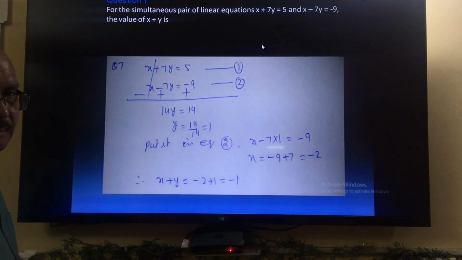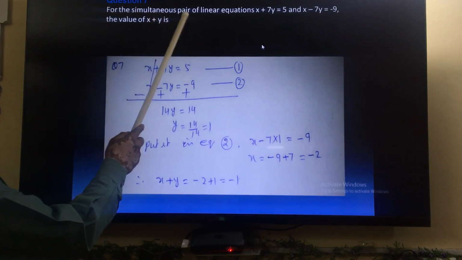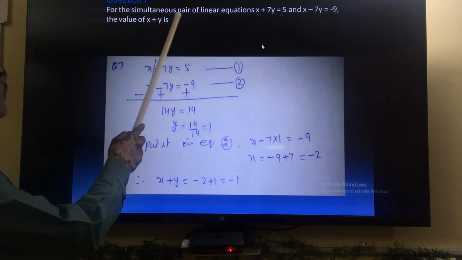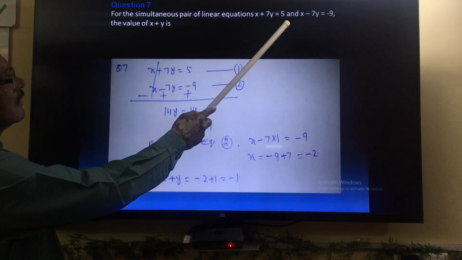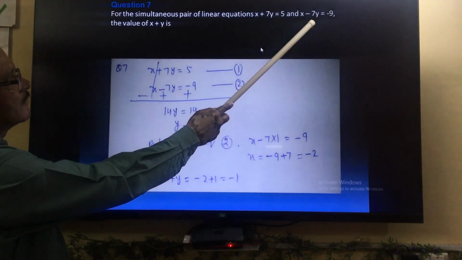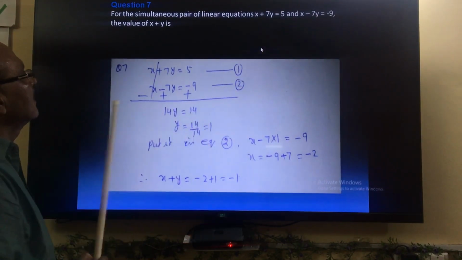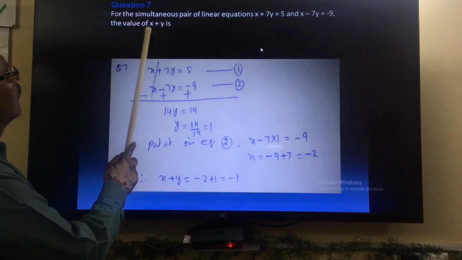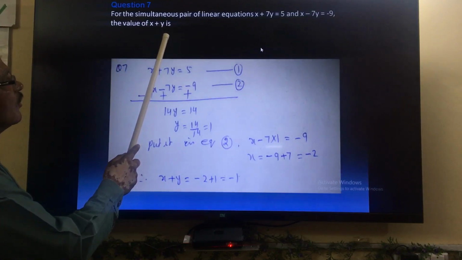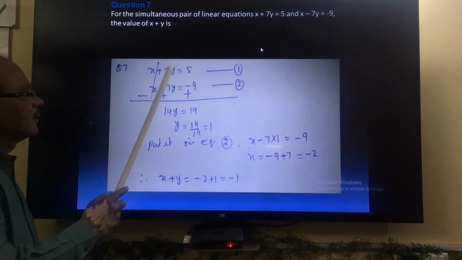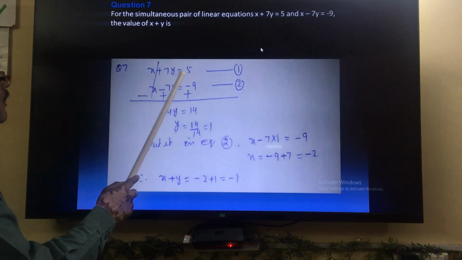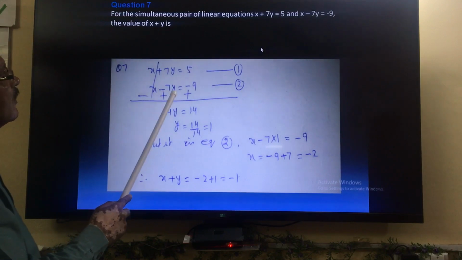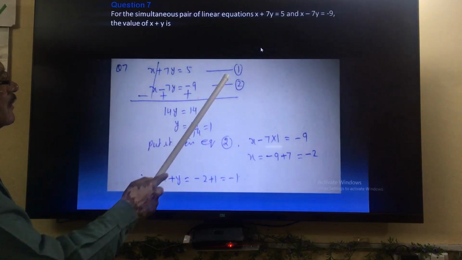Now come to question number 7. For the simultaneous pair of linear equations x plus 7y is equal to 5 and x minus 7y is equal to -9, the value of x plus y is, we want to find out the value of x plus y. So here the first equation is x plus 7y is equal to 5 and the second is x minus 7y is equal to -9. These are the two equations.